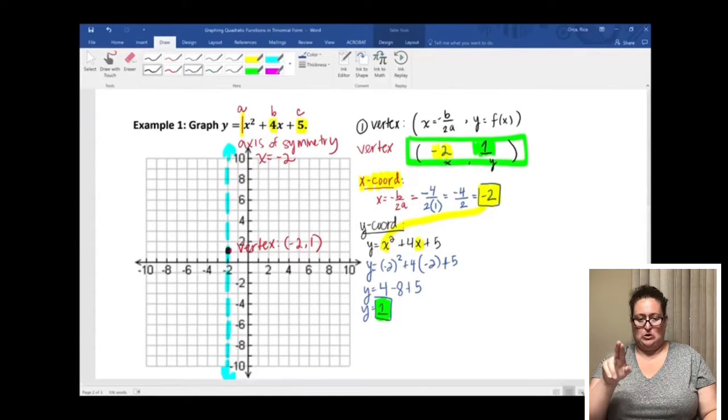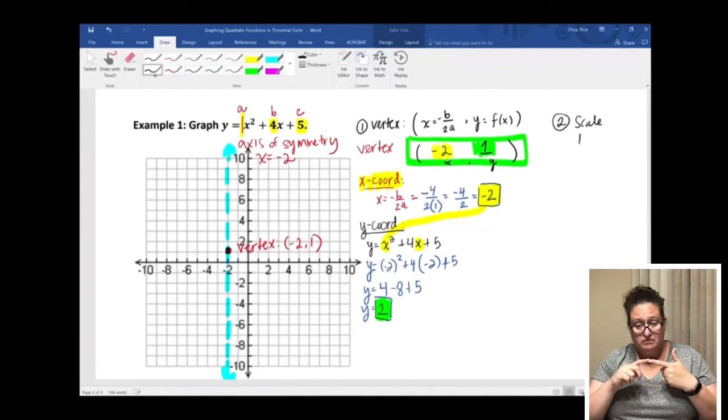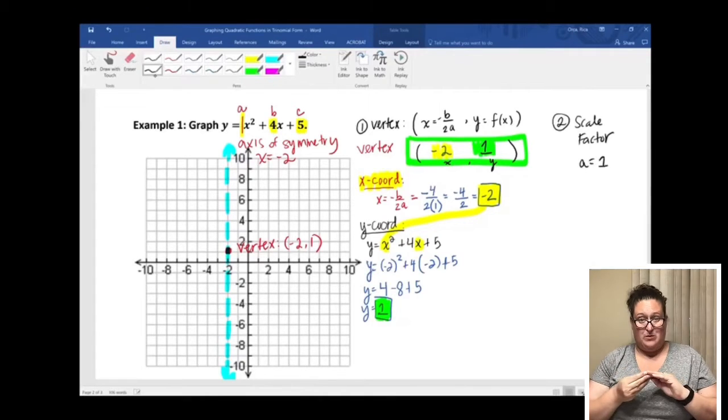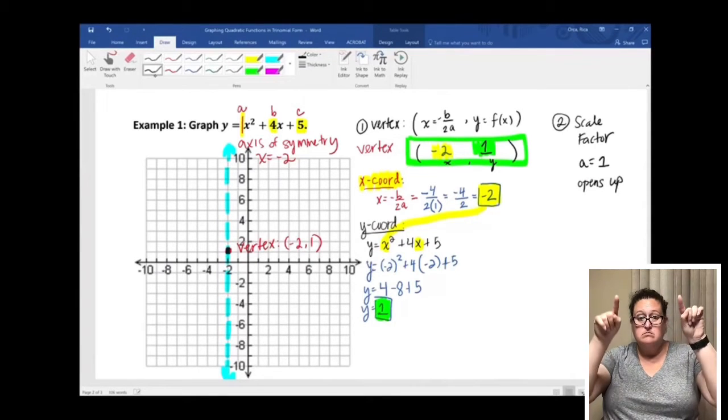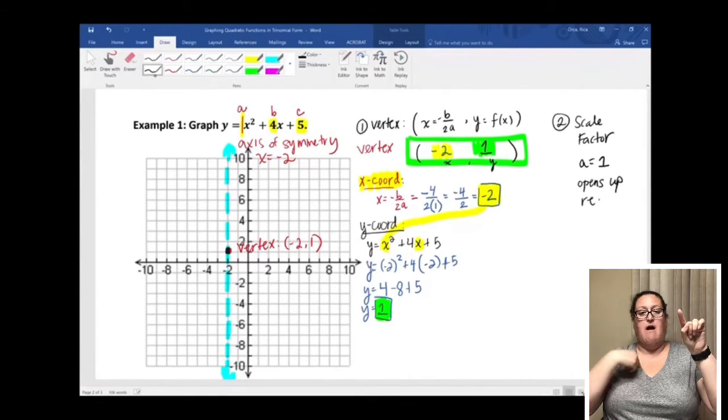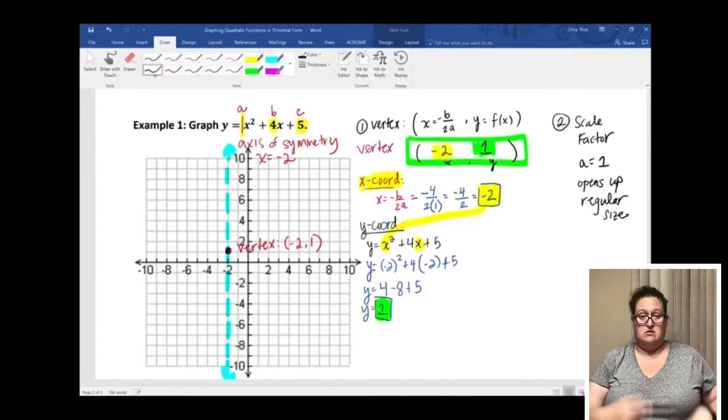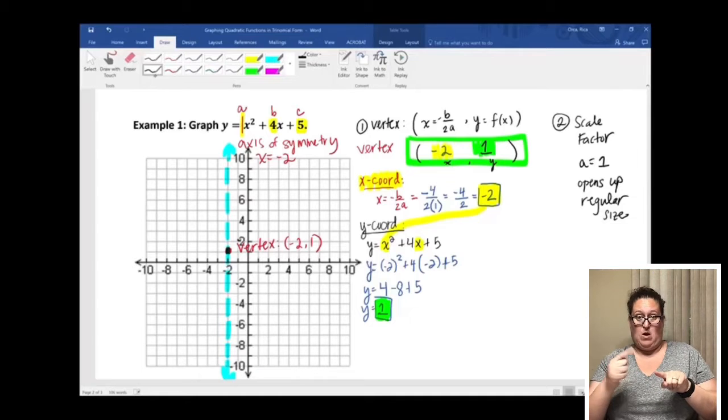Step number 2, the scale factor. Our scale factor is our a value, and a is 1, which means that the parabola opens up and is of regular size. So from the vertex, we want to go 1 unit to the right and 1 unit up. And it's always 1 unit to the right. We went 1 unit up because a is 1.